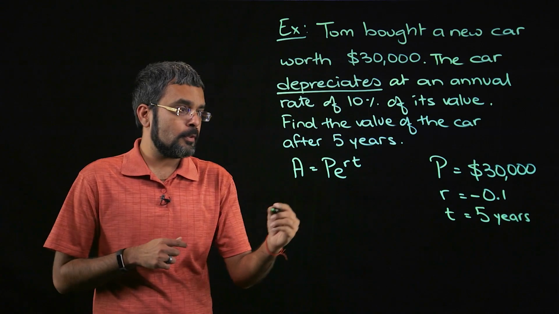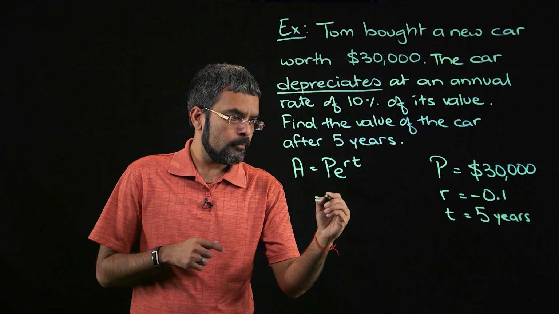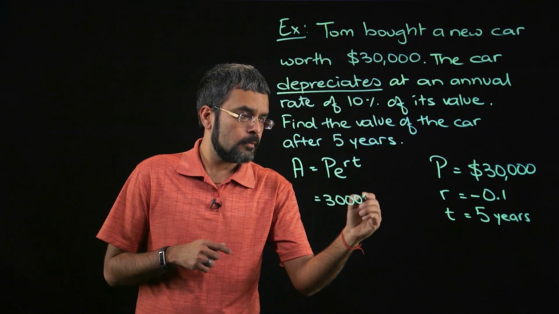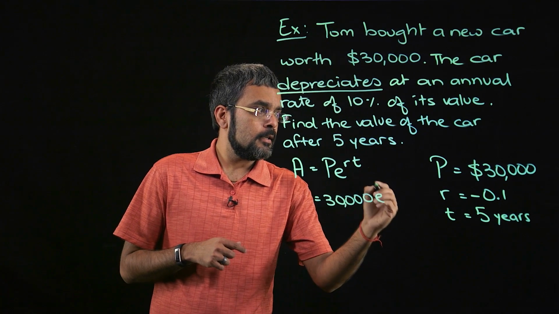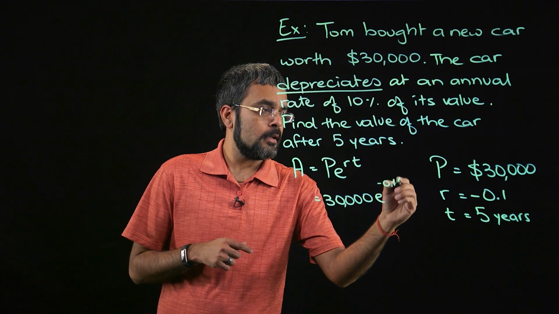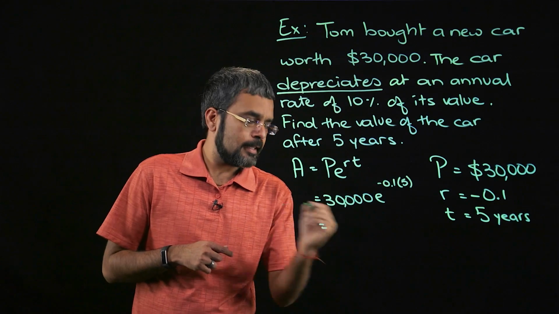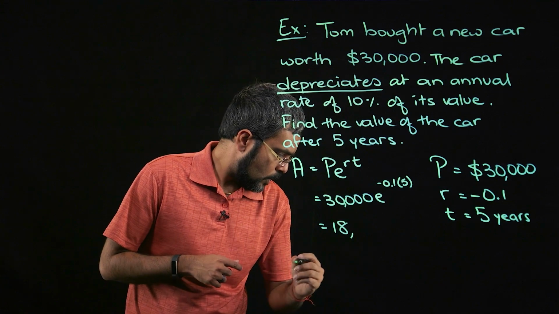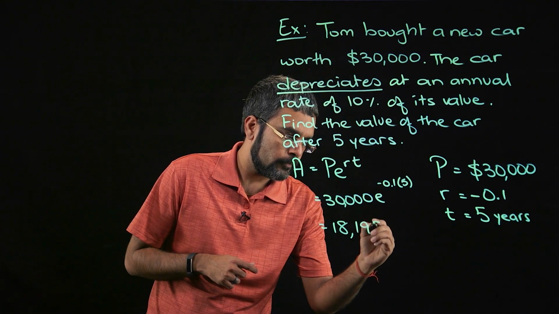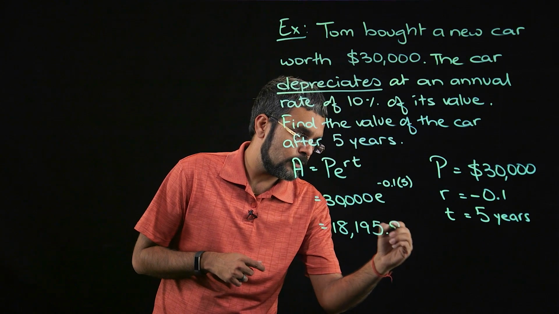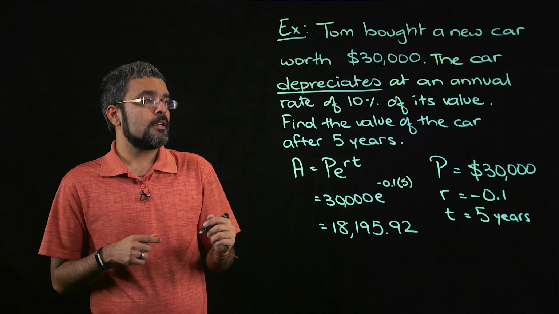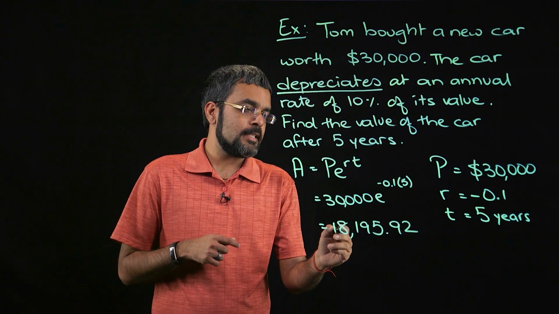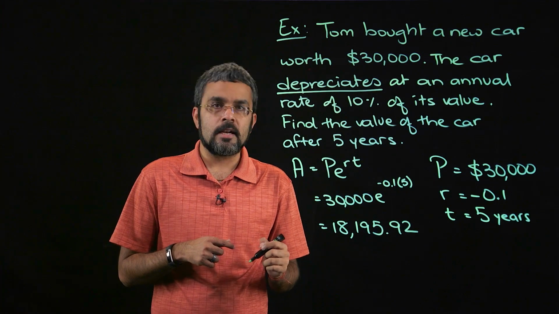Okay, so let's go ahead and input that in our formula here. I get 30,000 e^(-0.1 × 5), and that gives me a value of $18,195.92. So at the end of 5 years, Tom's car is now worth $18,195.92.